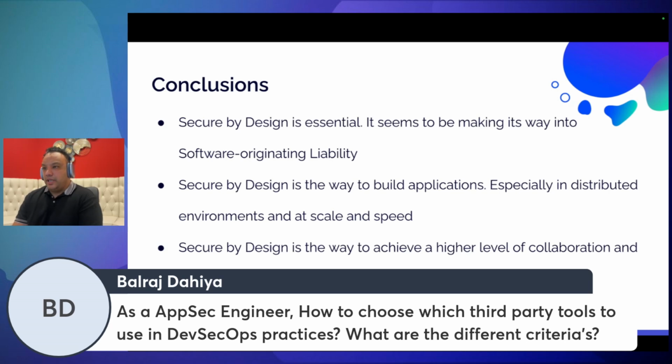I have several questions today. As an AppSec engineer, how to choose which third-party tools to use in DevSecOps practices? This is a slightly expansive question. I'll try and answer it the best I can. Third-party tools really depend on the stack that you have, right? The kind of language that you're using, the kind of deployment environment that you're using. The tools that make sense for that are the only ones that make sense.